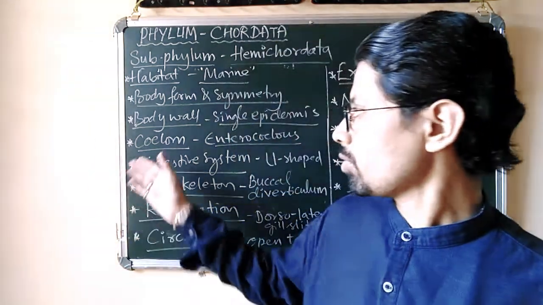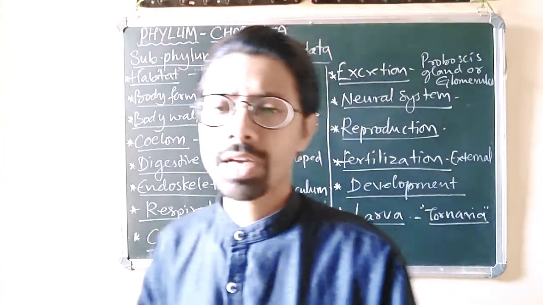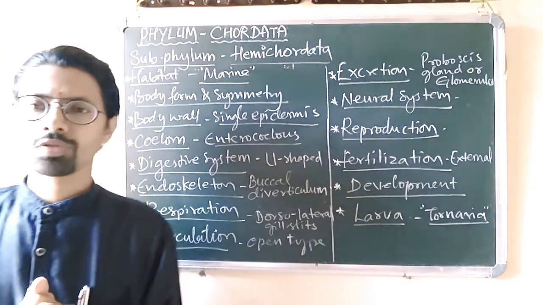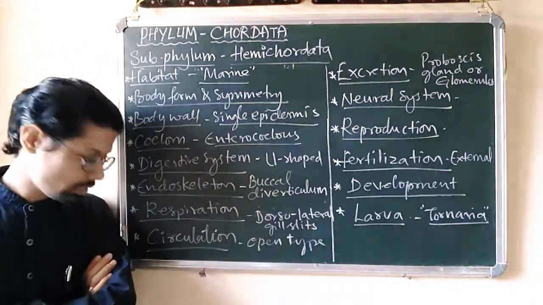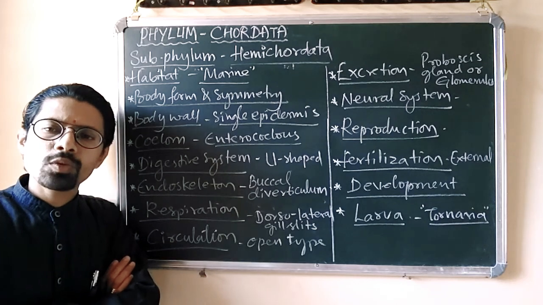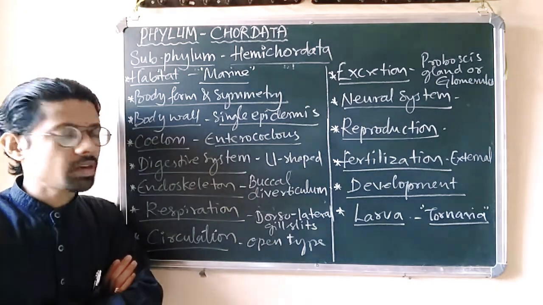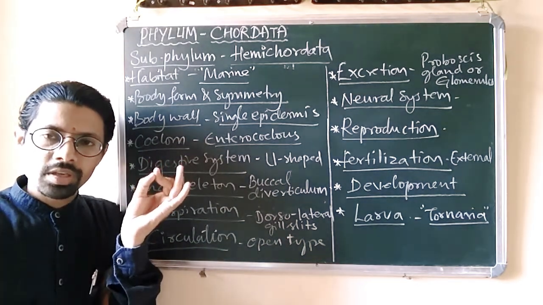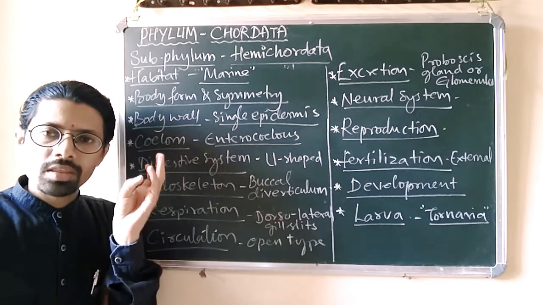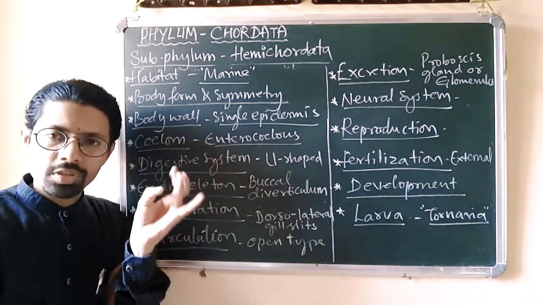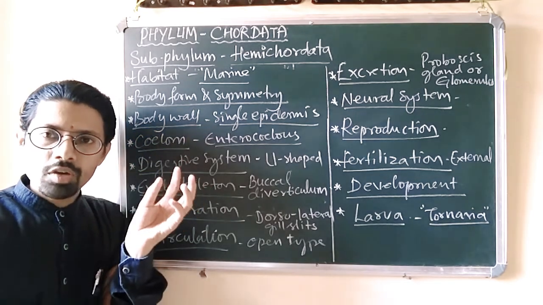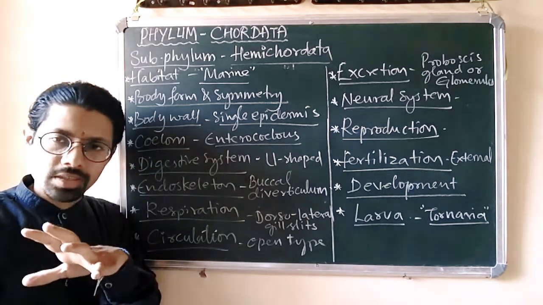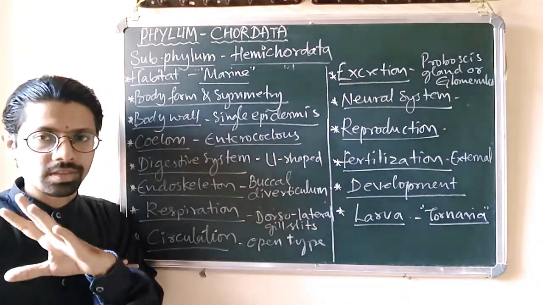Then coming to coelom, what kind of coelom do they have? They are true coelomates, and they have enterocoelom. You can see the characters on the board. The coelom is divided into three parts, because the body is divisible into three parts. The first part is called the proboscis, the second the collar, and the third the trunk. So the coelom is also distributed into these three parts as protocoel, mesocoel, and metacoel.